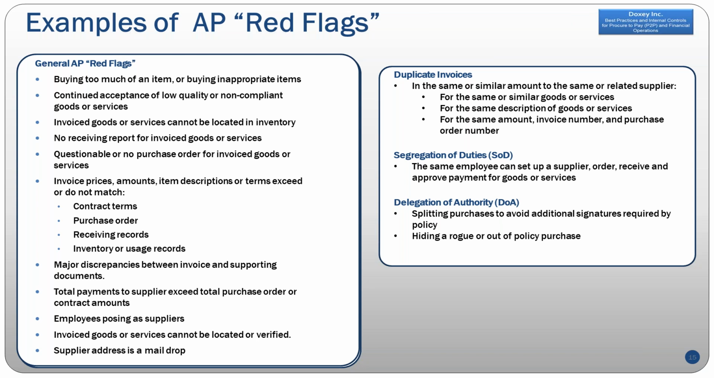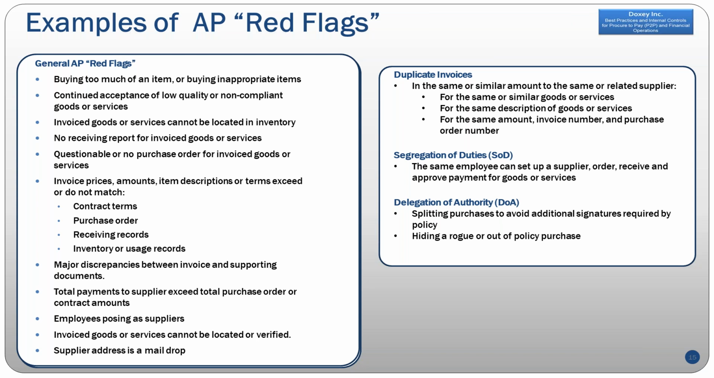If we look at duplicate invoices, we've got a whole example of where you can actually find some of those root causes for duplicates. Some of the most common reasons for duplicates are invoices sent in from the same or related supplier for the same or similar goods or services, for the same description of goods or services, and it could be a duplicate that has the same amount, invoice number, and PO number.